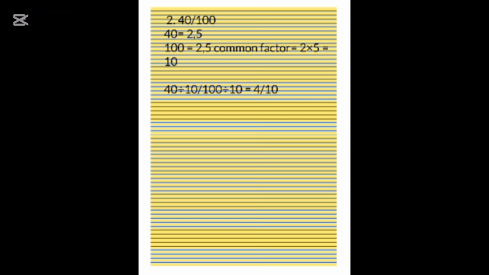Here we see that 4 over 10 isn't in its lowest term. 4, the numerator, and 10, the denominator, have a common factor 2. So let's divide by 2. So 4 divided by 2 all over 10 divided by 2 is equal to 2 over 5. Now, 40 over 100 in its lowest term is 2 over 5. Let's have some exercise.